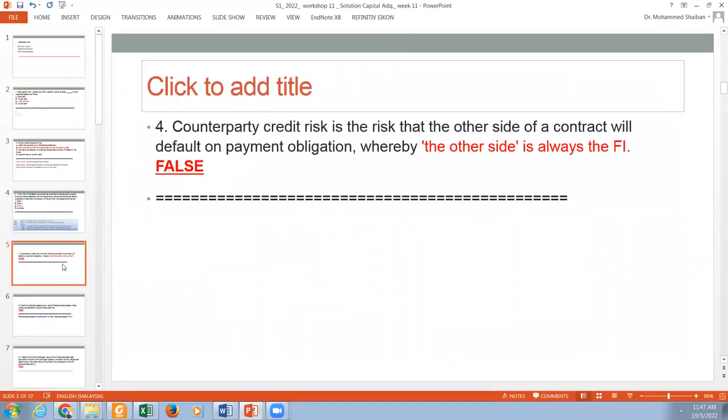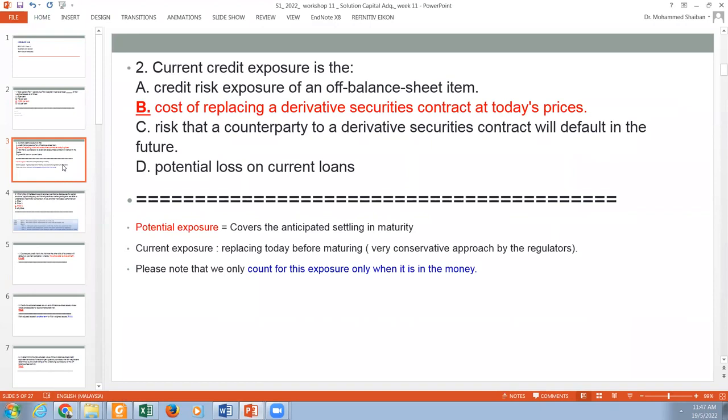Now, the next question is very important, because when we do credit risk, we are involved in derivative contracts. Some of these off-balance-sheet items are market related, which is the derivatives, and some are non-market related, like LCs, letters of credit, letters of guarantee, and all those contingencies and commitments. Now, let's talk about the market related, which is the derivative.